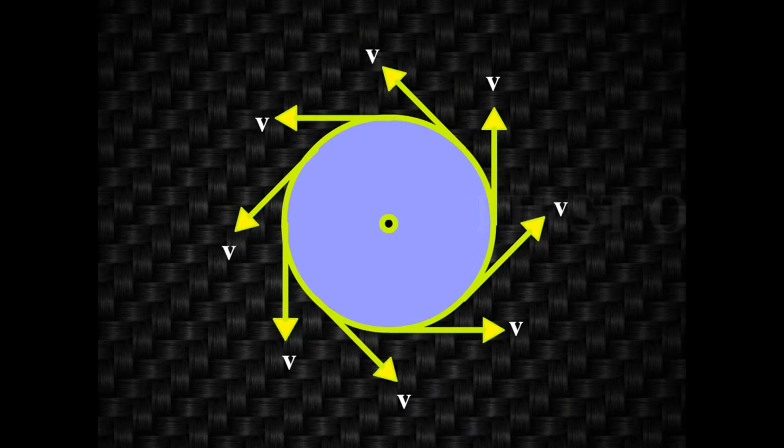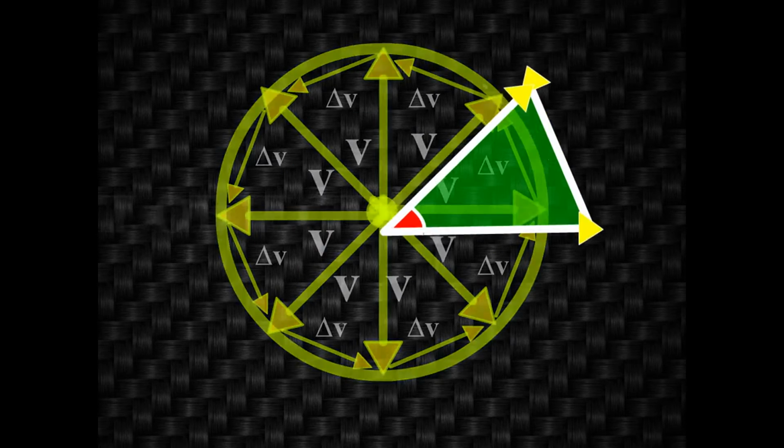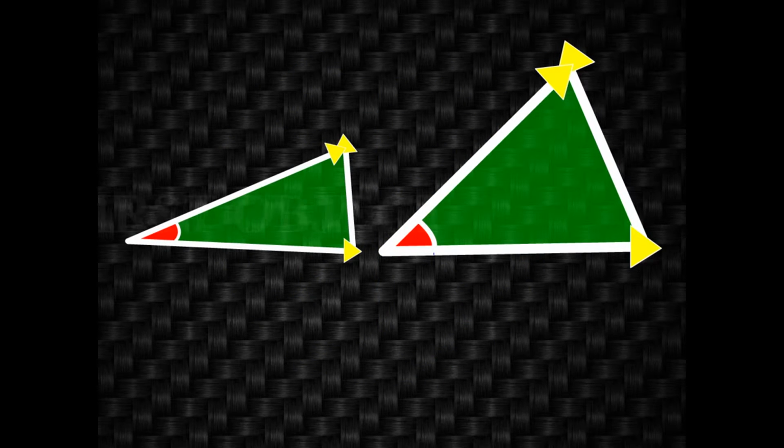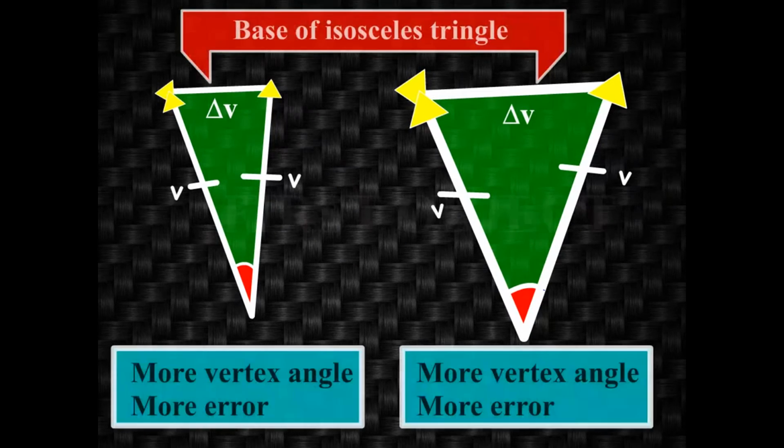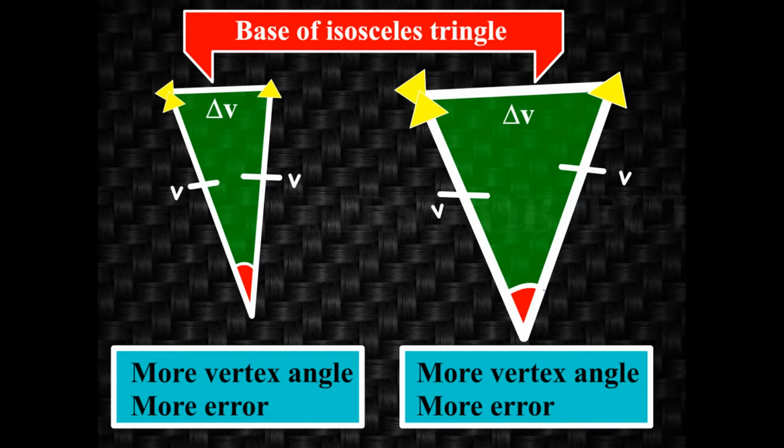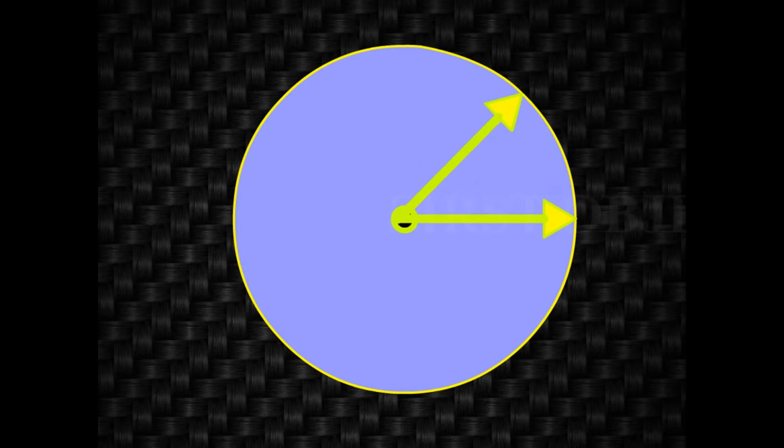Let a body move with a constant speed v in a circular path of radius r. The velocity vector changes direction and appears to rotate. If a velocity vector is rotated through a small angle, the change in velocity will be represented by the base of the isosceles triangle as shown. Let us consider the change in velocity during the course of a complete revolution of a body.